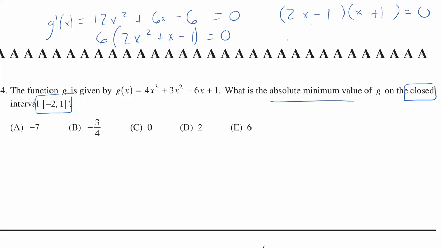2x plus 1 minus 1. So x equals 1/2 and x equals -1 are our critical points, which both of those are in our interval. So then let's look at our first derivative test, see which one is the minimum.